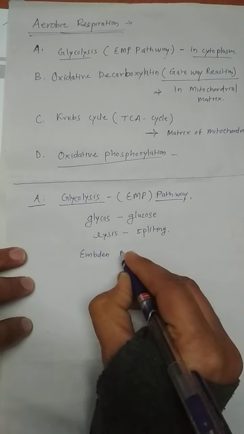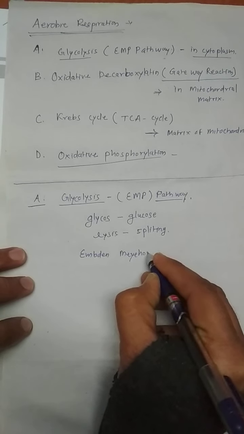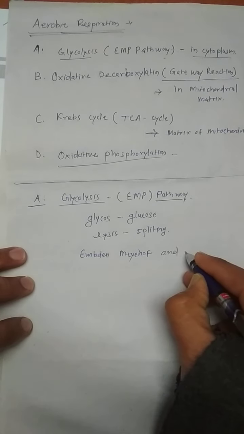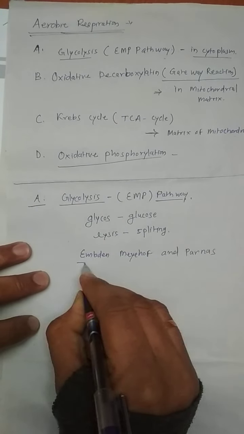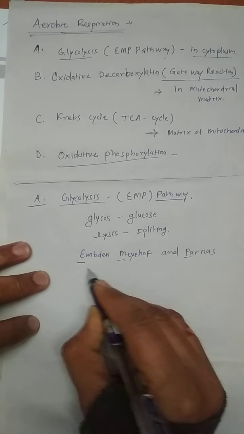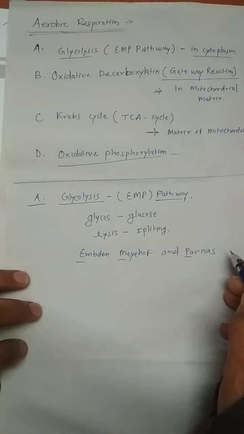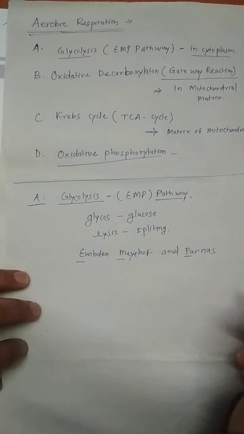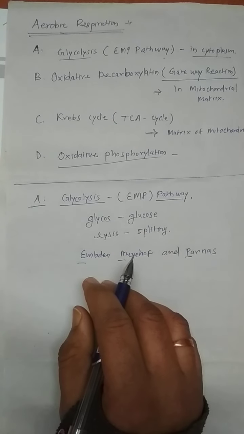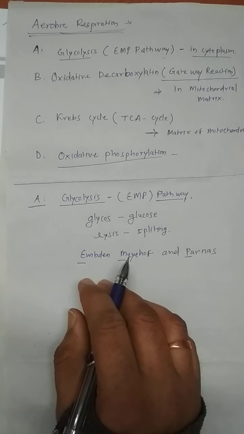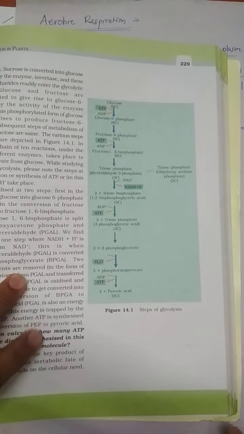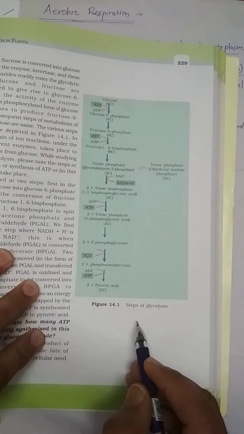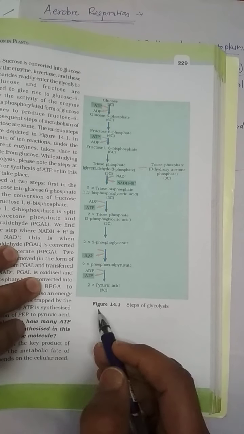Embden, Meyerhof and Parnas. That's why we call it the EMP pathway. It is a chain of 10 reactions to convert glucose into pyruvate. It is common for aerobic and anaerobic respiration. This is given in your textbooks. These are the steps of glycolysis.